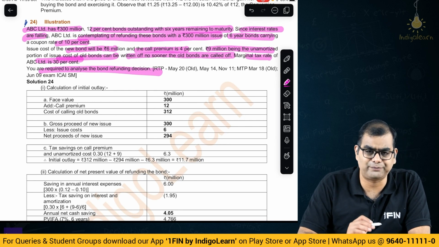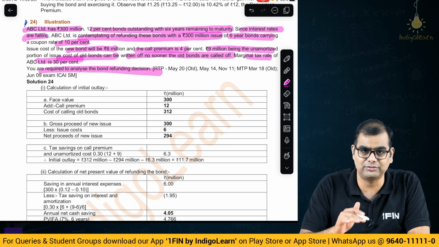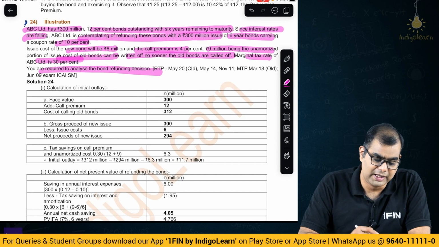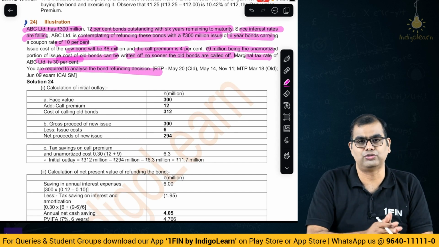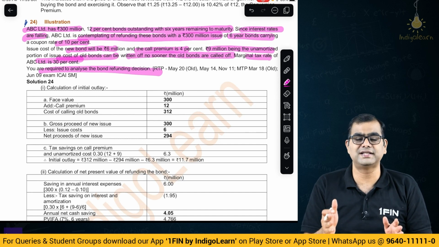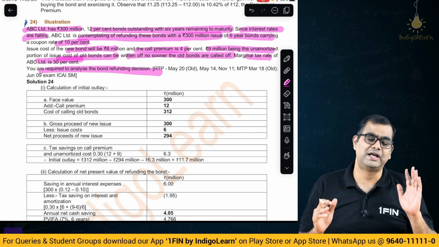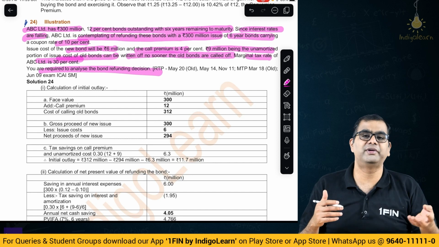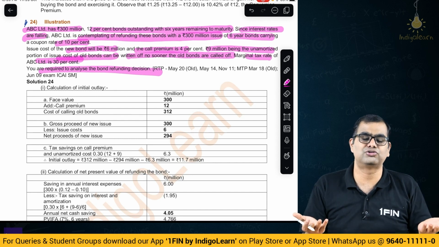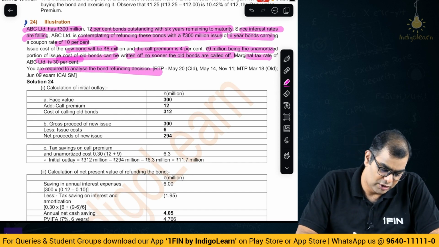So what is happening here? This is a very working-oriented problem. You have an old issue and a new issue. In the old issue there are some benefits, in the new issue there are some benefits. You have to do a cost benefit analysis after considering the lower interest cost. And if the value of all the benefits exceeds the cost, then you can say, yes, of course, go ahead with refinancing. So how do we do it?